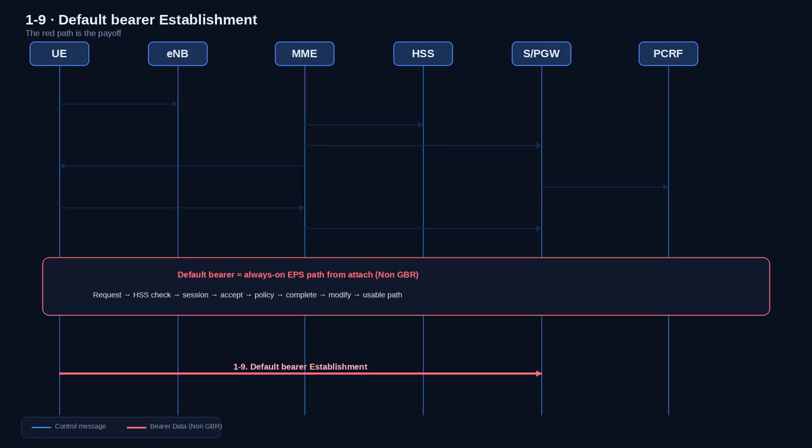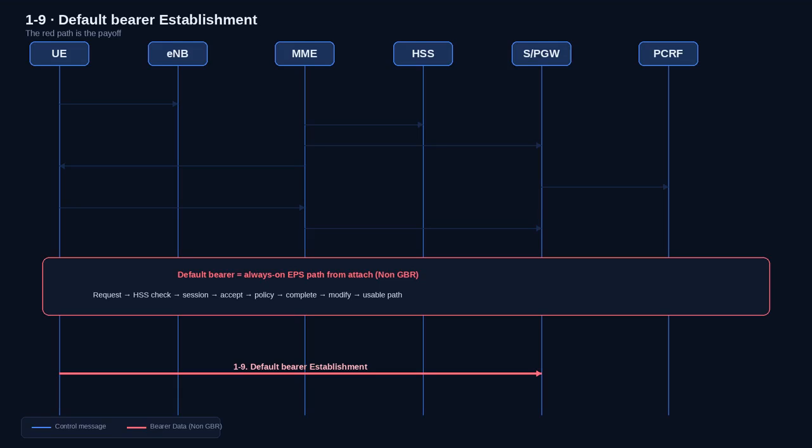Morph the earlier arrows in your mind into this single result. Attach request named the desire. Update location grounded the subscriber. Create session built the core context. Attach accept told the device yes. PCAN bound policy. Attach complete closed the device side. Modify bearer aligned the gateway. Default bearer establishment is what all of that was for.